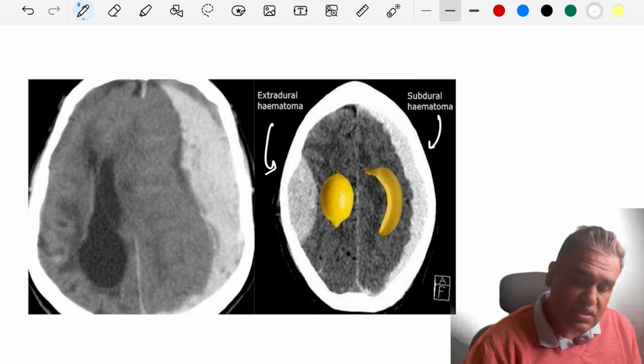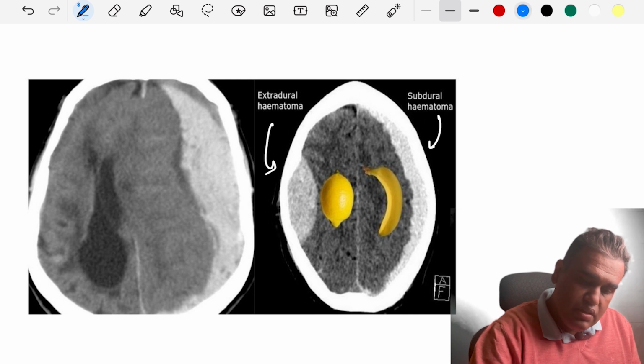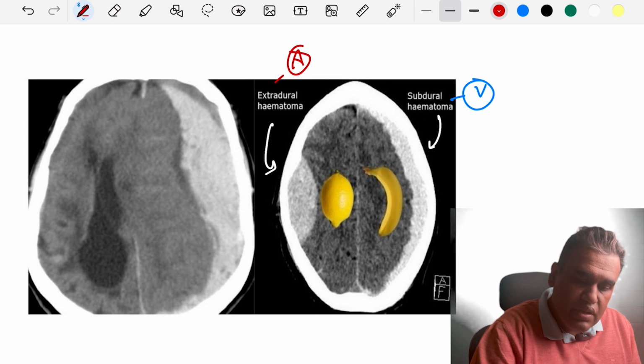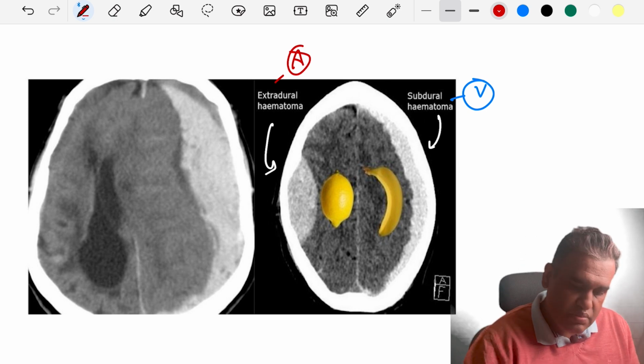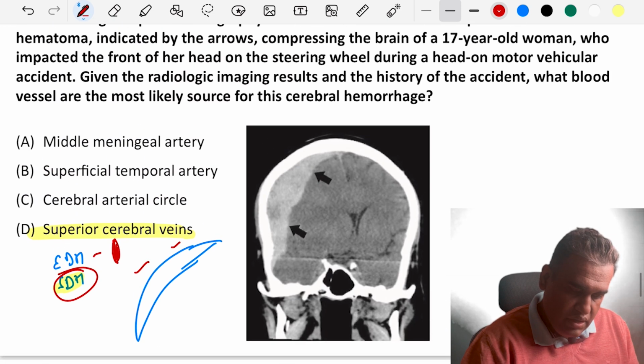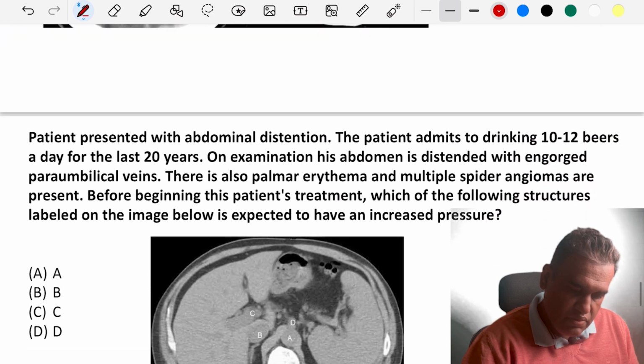The subdural hemorrhages are basically venous bleeds, and epidural or extradural hemorrhages are basically arterial bleeds. Remember these basic differences. Fair enough. Okay, let's move to question number 4.